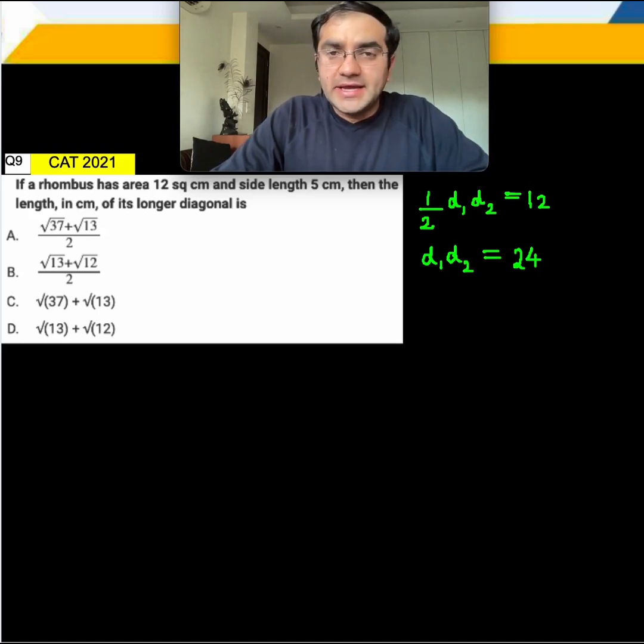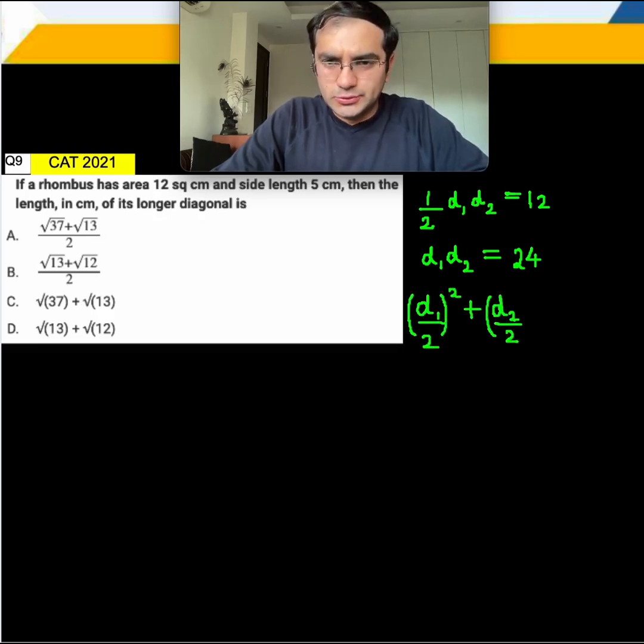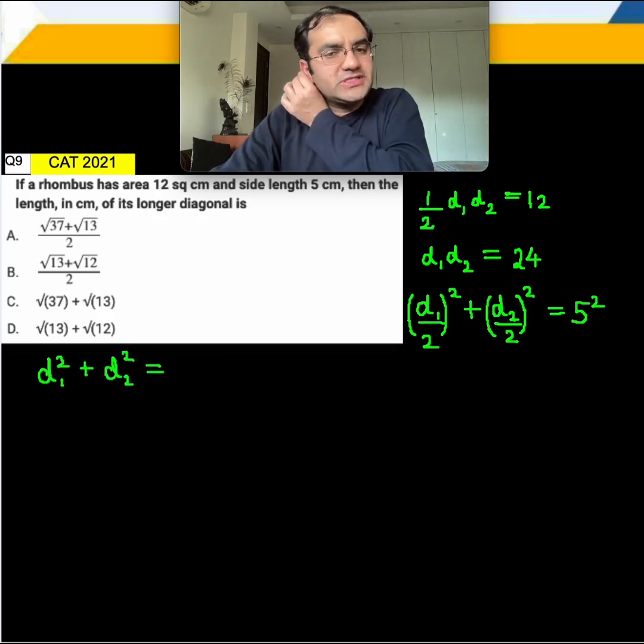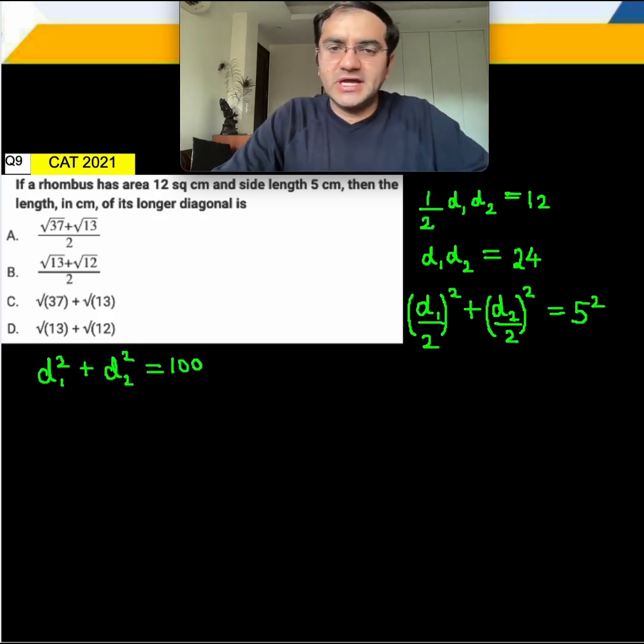Second, I can use the Pythagoras theorem in one of the small triangles of the rhombus. So (d1/2) squared plus (d2/2) squared becomes equal to 5 squared. So d1 squared plus d2 squared, or the sum of the squares of the diagonals, becomes 100.